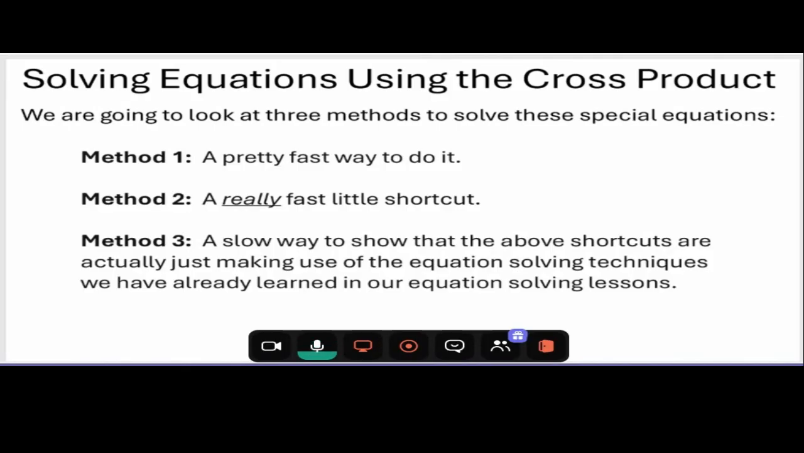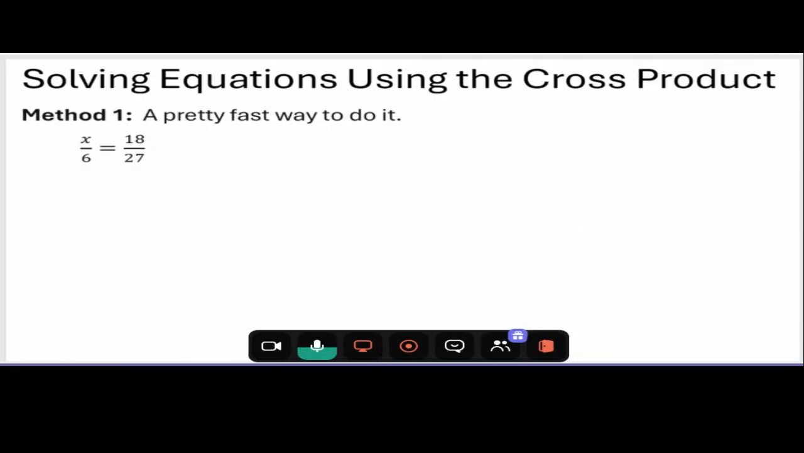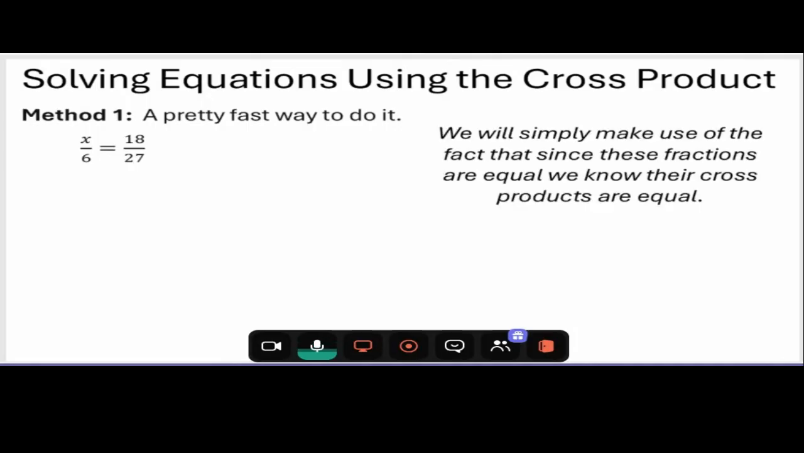So I would recommend using the shortcut when you see it applies, but make sure you are clear on when it works and when it does not. Okay, so method one, pretty fast way to do it. We're going to make use of the fact that we know the fractions are equal because we've been told this is an equation. Therefore, we know their cross products are equal.